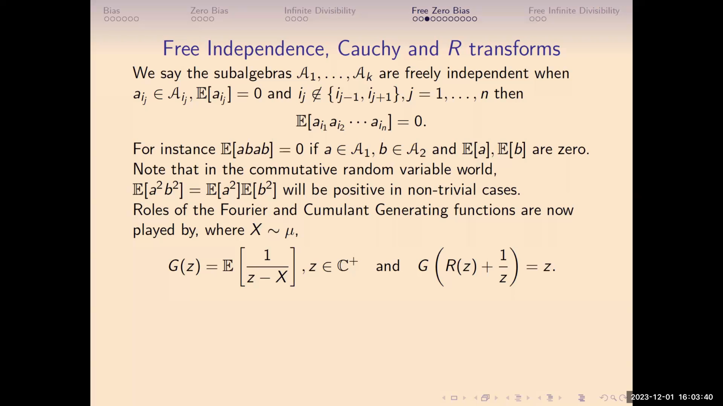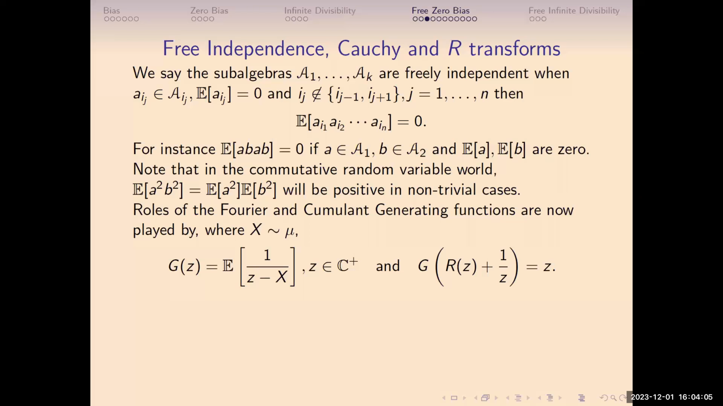Because nothing is adjacent to something which is in the same algebra. Okay, so that's the idea of free independence. And you can see right away this is quite different from what happens in the commutative random variable world, because if these variables commuted, you've got expectation of A squared, expectation of B squared, which in general is going to be non-zero, right? So right away you see that there's a difference.